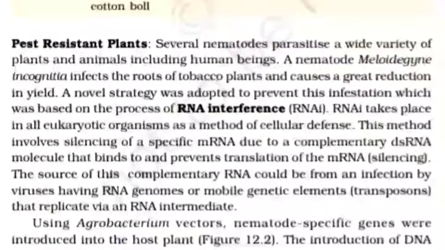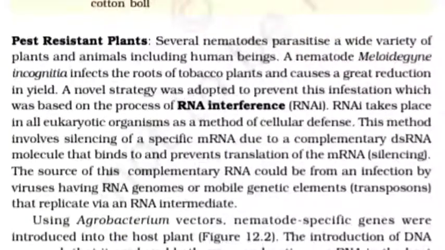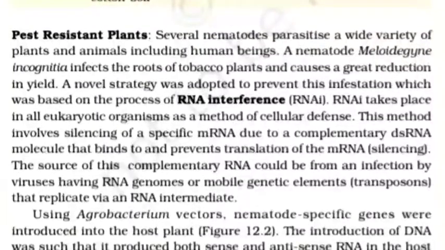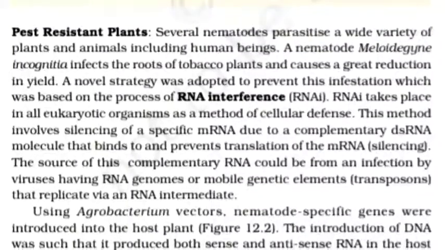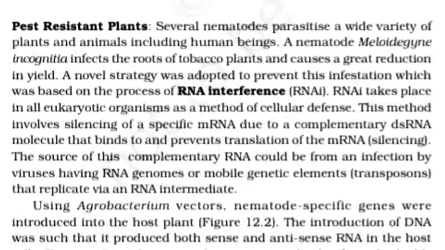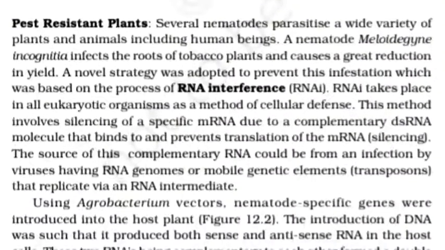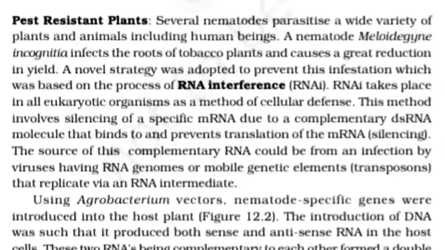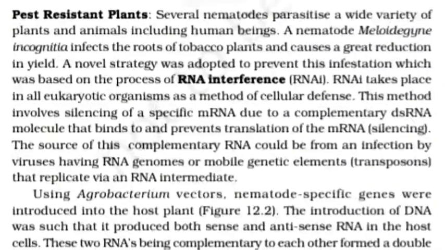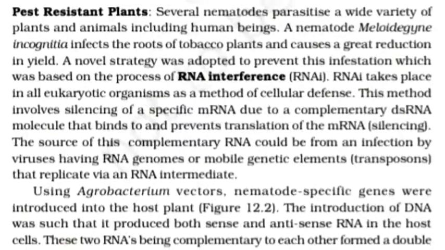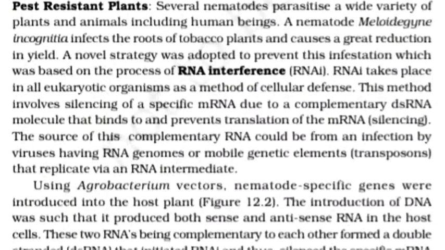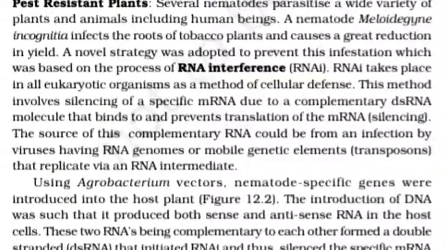Pest-resistant plants. Several nematodes parasitize a wide variety of plants and animals, including human beings. A nematode, Meloidogyne incognita, infects the roots of the tobacco plant and causes a great reduction in yield. A novel strategy was adopted to prevent this infestation, which was based on the process of RNA interference.